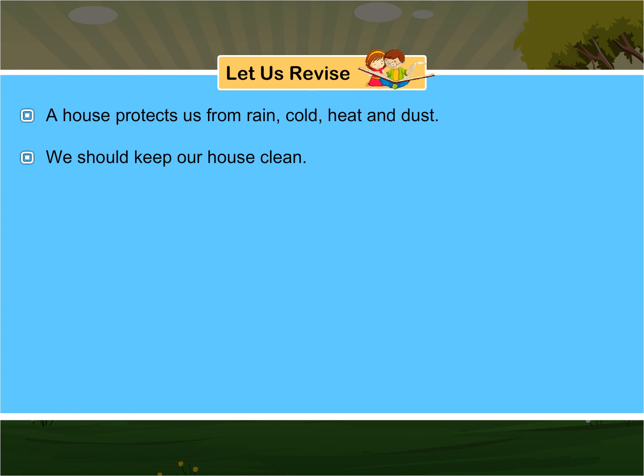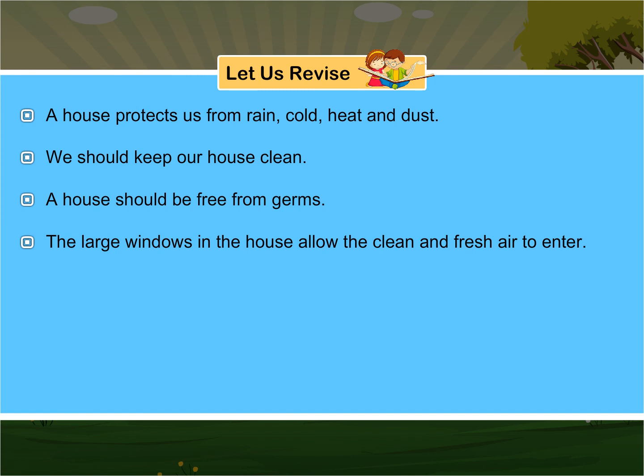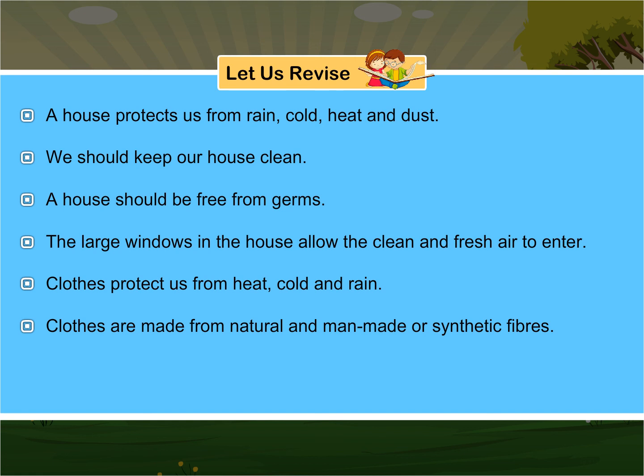Let us revise. A house protects us from rain, cold, heat, and dust. We should keep our house clean. A house should be free from germs. The large windows in the house allow the clean and fresh air to enter. Clothes protect us from heat, cold, and rain. Clothes are made from natural and man-made or synthetic fibers.